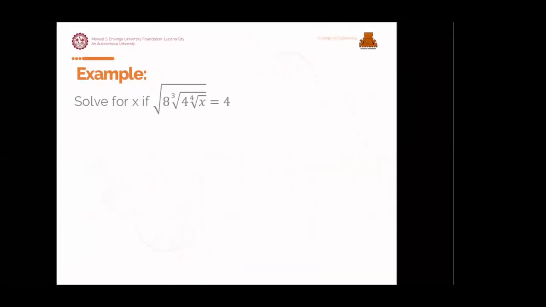So we have, solve for x if square root of 8, cube root of 4, and fourth root of x is equals to 4. Okay. So si x yung nasa pinaka-innermost portion ng ating left-hand side. So kailangan ma-eliminate natin yung mga kasamang numbers niya or i-isolate natin si x. And we can do that by eliminating yung radical sign natin or to-transform natin. So gawin natin step by step.